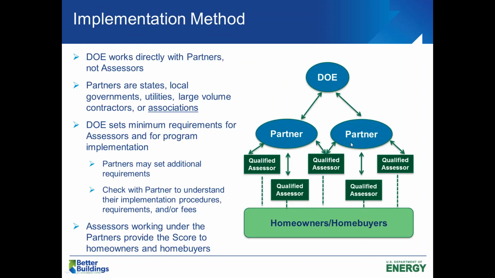Okay, so the way we implement the program with partners and assessors around the country is that DOE works directly with partner organizations. They can be utilities, they can be state or local governments. As I mentioned, there are a number of states that are adopting the score, or they can be associations. So we're excited to have InterNACHI and ASHI both be new, or not so new, some of them, national partners, and we're still working out exactly what that means in terms of implementation with those two organizations, but I'll talk to you a little bit about what we see moving forward.